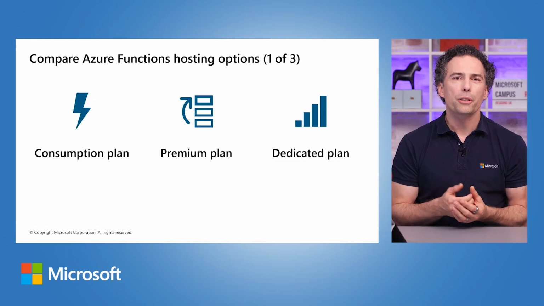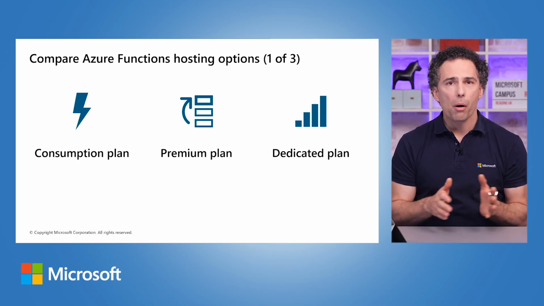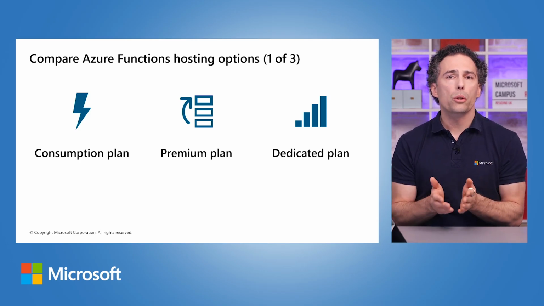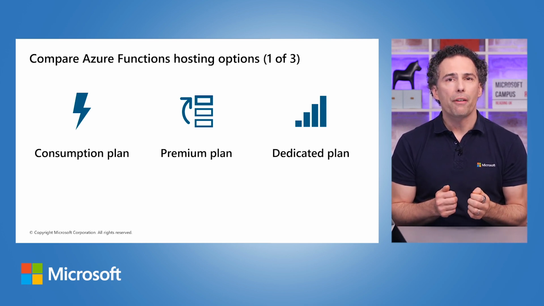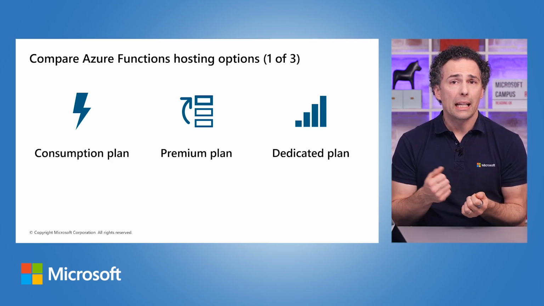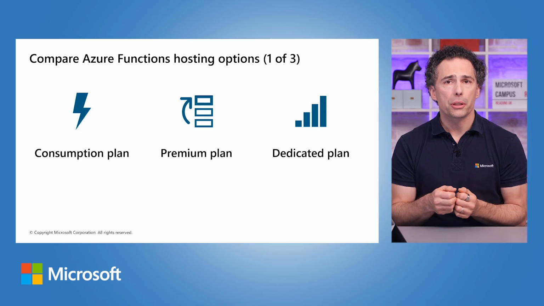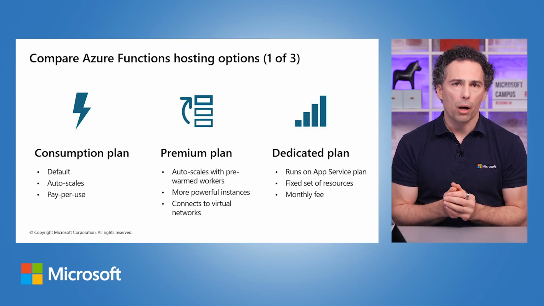Azure Functions offers 3 hosting plans: Consumption, Premium, and Dedicated. All of them are available on both Linux and Windows virtual machines. The hosting plan you choose affects how your function app scales, the resources it has access to, and the features it supports. The consumption plan is the default and most popular option.